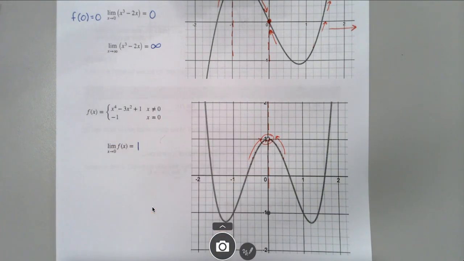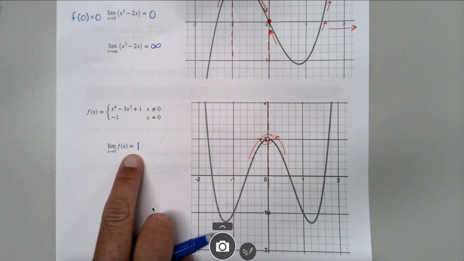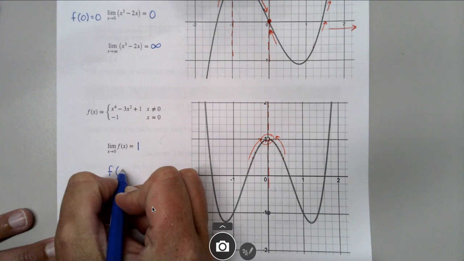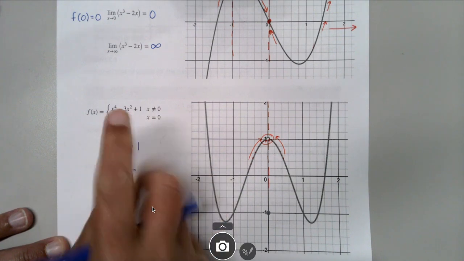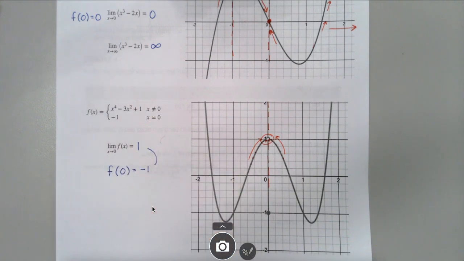That's a little bit weird, though, because there's a hole there, right? So in this case, the limit as we approach 0 is 1, but the actual function value, so if I were to plug 0 into the function, it's not 1, it's -1. So these two things don't match. That's going to be important to us mathematically.